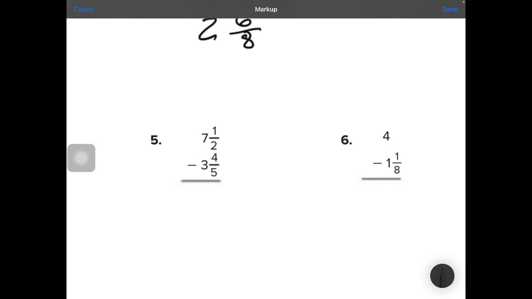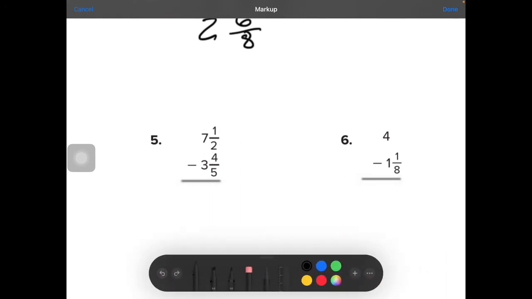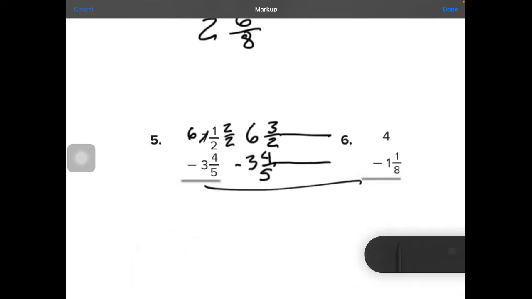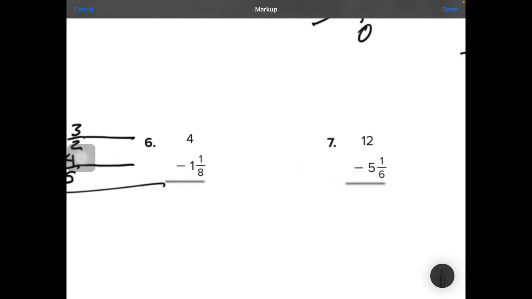Okay, number 5. Try that one on your own. So I can already see that that numerator is bigger than that one. So you're going to need to borrow. Turn that into a 6. Add 2 2's to that. So then you have 6 and 3/2 minus 3 and 4/5. And you do need to find a common denominator. Now work your magic.